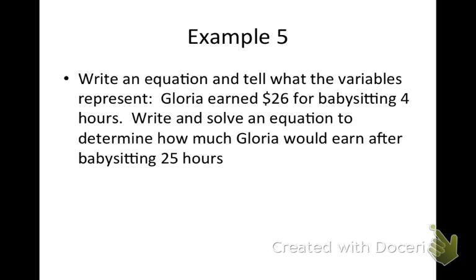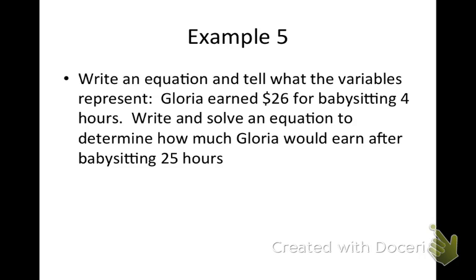Write an equation and tell what the variables are representing. In this case, Gloria earned $26 for babysitting for 4 hours. So we basically want to know what is her hourly rate, right? That would be the constant of proportionality in this case, because how much money she makes per hour is not going to change, right? Whatever they pay her per hour, whether they're paying her $1 an hour, $10 an hour, or whatever it is, that amount is the same.